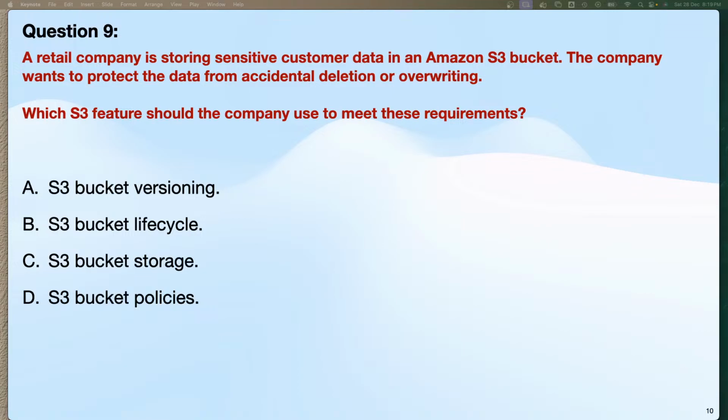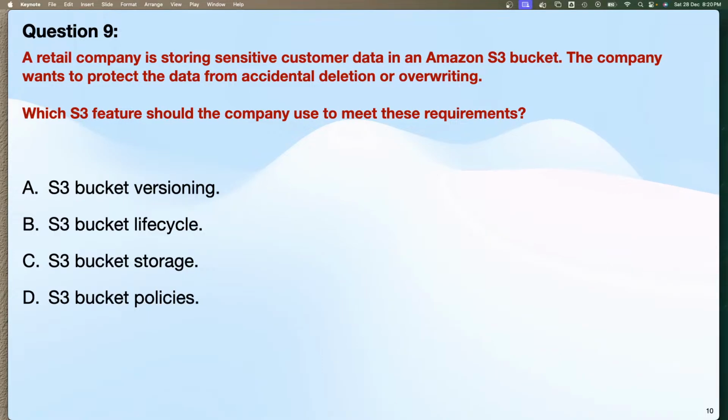S3 bucket has policies also, but those policies restrict access, whether the bucket can be publicly accessible or private, and if it is private, which applications, IAM users or service accounts can access the bucket. So S3 bucket policies are access control policies, not the answer here. If you want to prevent accidental deletion or overwriting, bucket versioning is the important one. So you should enable S3 bucket versioning. Just remember this capability, okay?